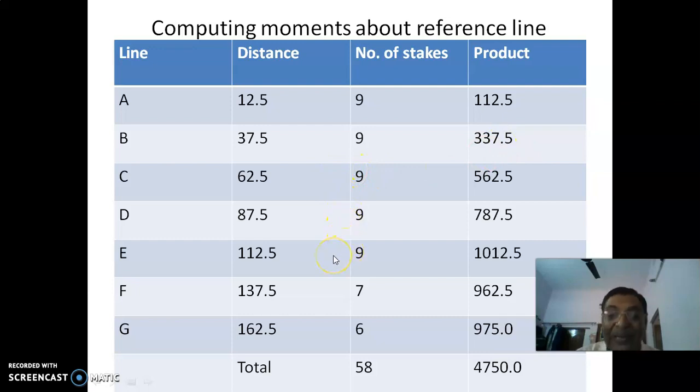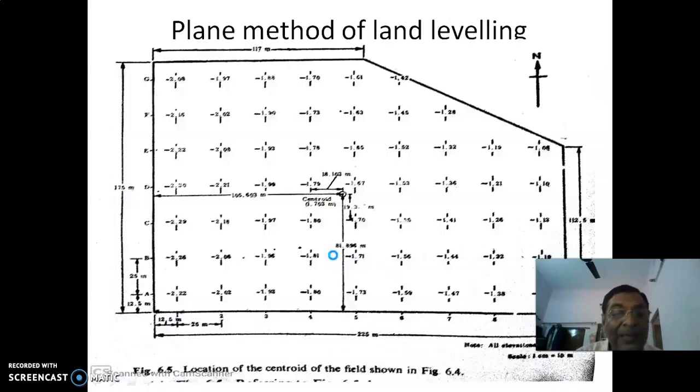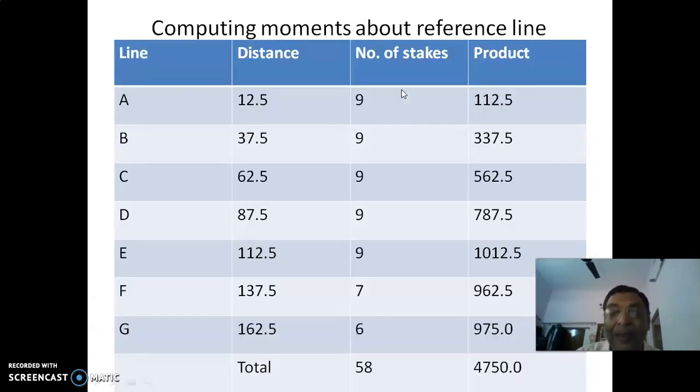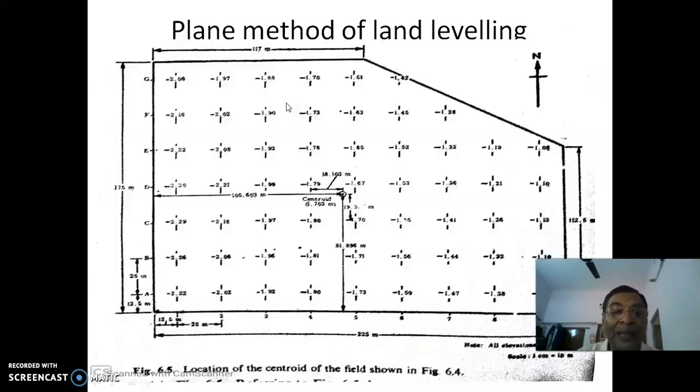Of course, in line F and line G, the number of stakes is coming down. Here is a 7, here is a 6. So like that, the products are computed: number of stakes into distance from the reference line. What is the reference line? You can see this is the reference line here. This line is the reference line.